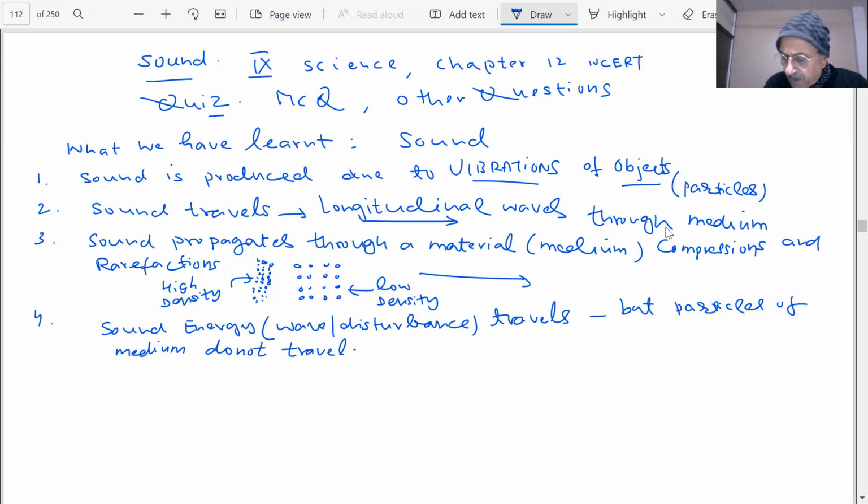Then what happens to the particles? They vibrate about their mean position, the equilibrium position. They move forward and come back to the original position. Then what is propagating? Energy.